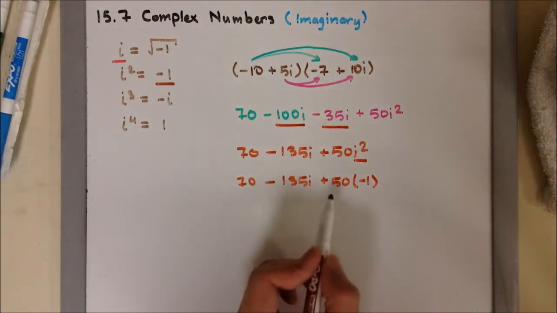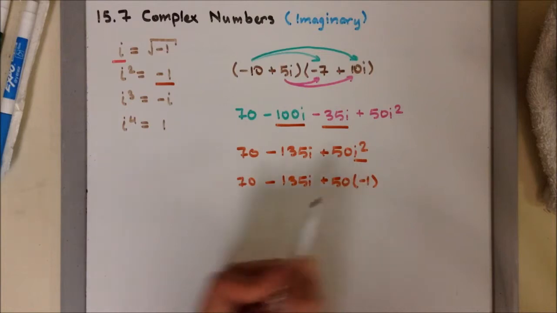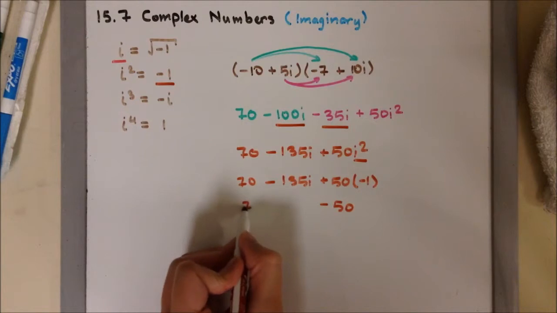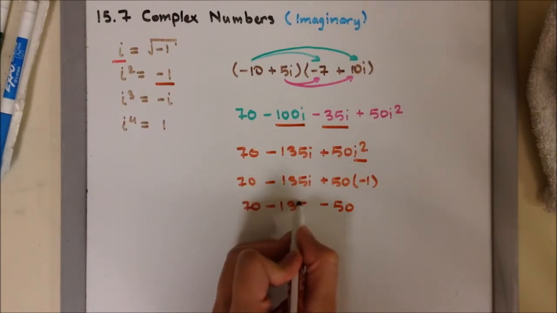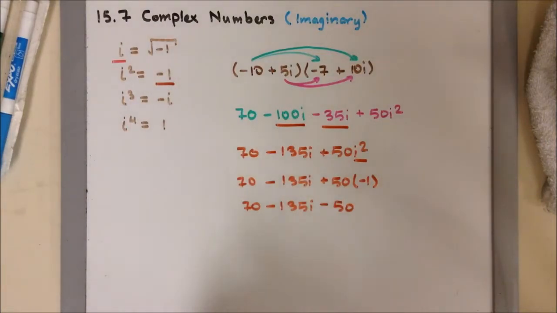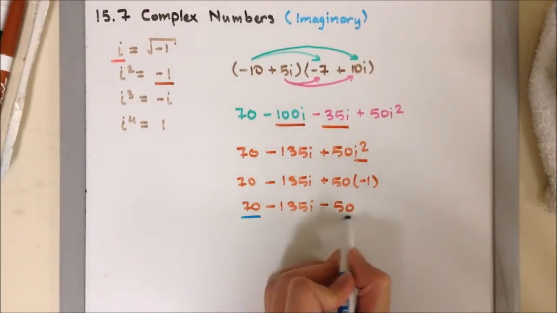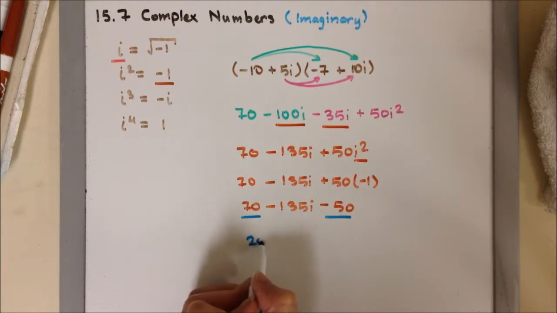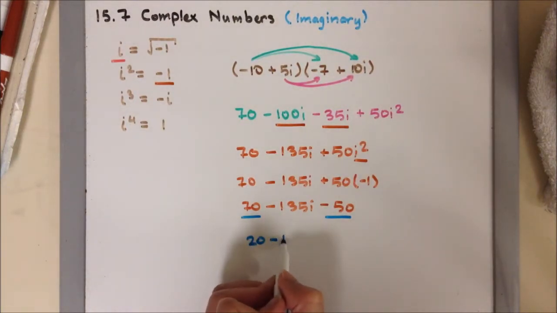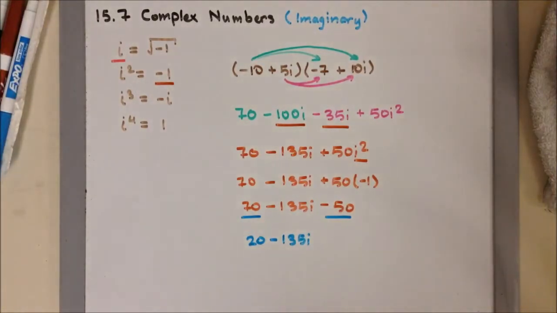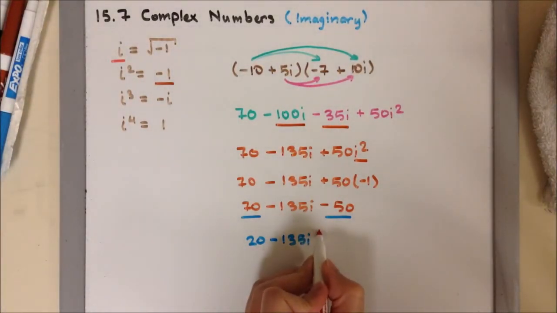After that, you can simplify. Positive 50 times negative 1 will be negative 50. Bring down everything else. After that, I'm going to combine my real numbers together. So 70 minus 50, that's going to be positive 20. Bring down my i, so negative 135i. Since this is in standard form, real number first and then imaginary complex number second, this will be my final answer.